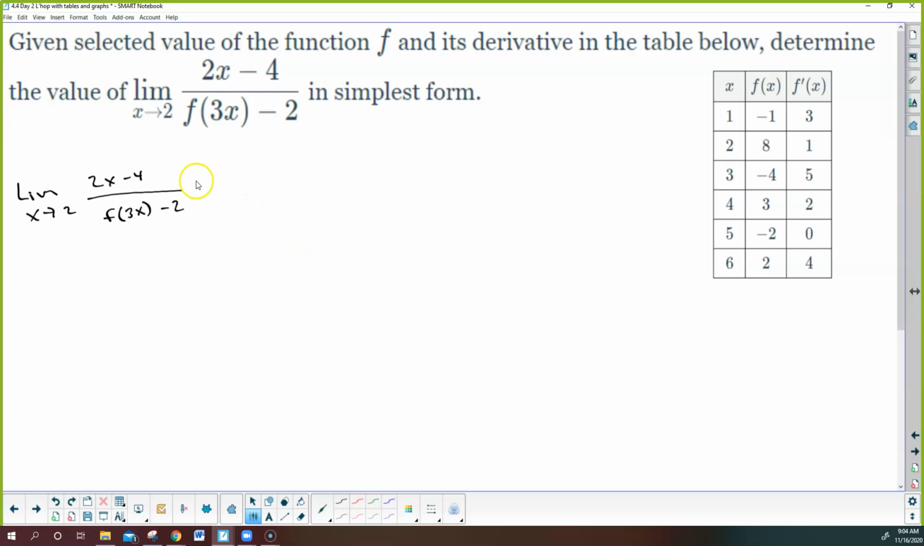All right. So what we're gonna do is take the numerator, and we're just going to evaluate that as x goes to 2. That's really quick because that's just a number. We don't even need the table for that. Right? And you can do that all in your head. 2 times 2 is 4. 4 minus 4 is 0. You don't need to show any work there, but you can see the numerator goes to 0.